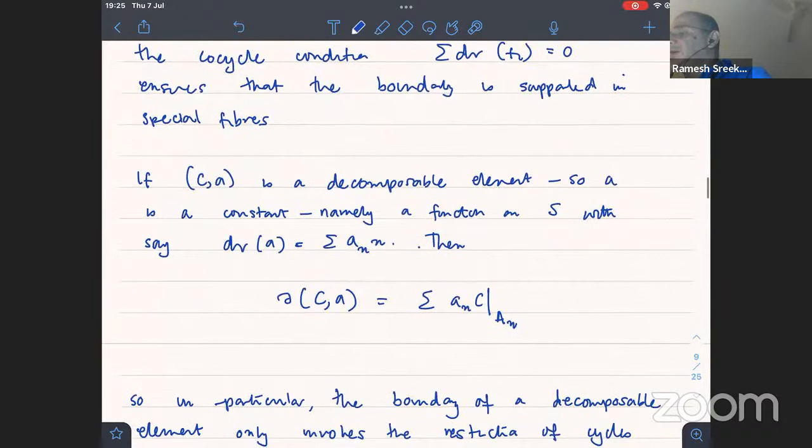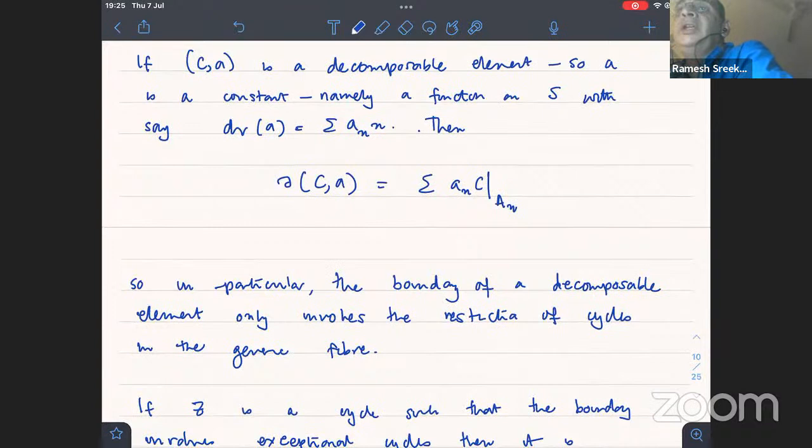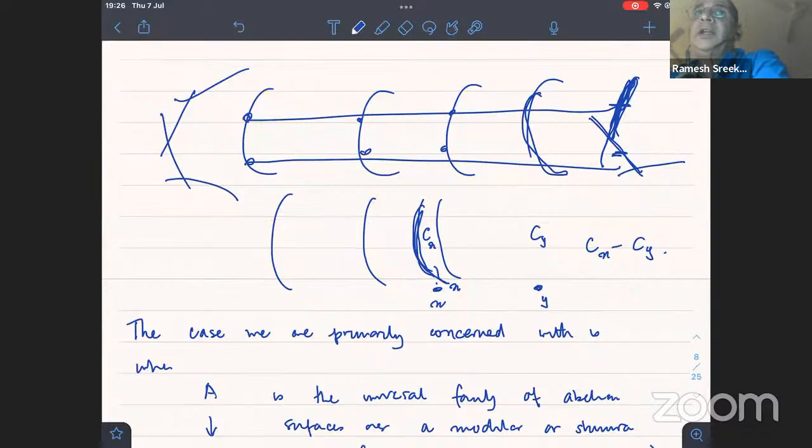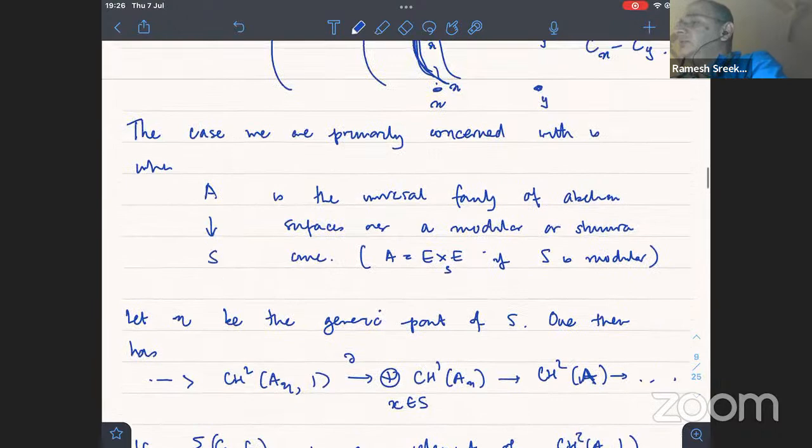So in particular, if you take a decomposable element, then the boundary only involves the restriction of cycles from the generic fiber, right? In this picture, as I said, in some fibers you might have more than one component, and you can't get those components in the boundaries of decomposable cycles. You can get the whole thing, you can get the sum of components. So it has to be something which comes as the restriction, but you can't get a component of the restriction.